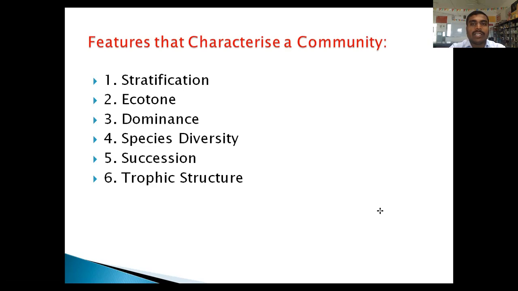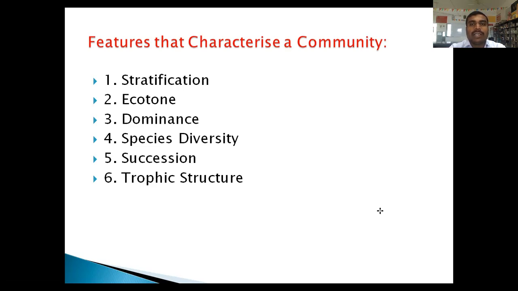In every community, all the species are not equally important. There are relatively only a few species which determine the nature of the community. These few species exert a major controlling influence on the community, and such species are called dominant species. Then the next feature is species diversity.